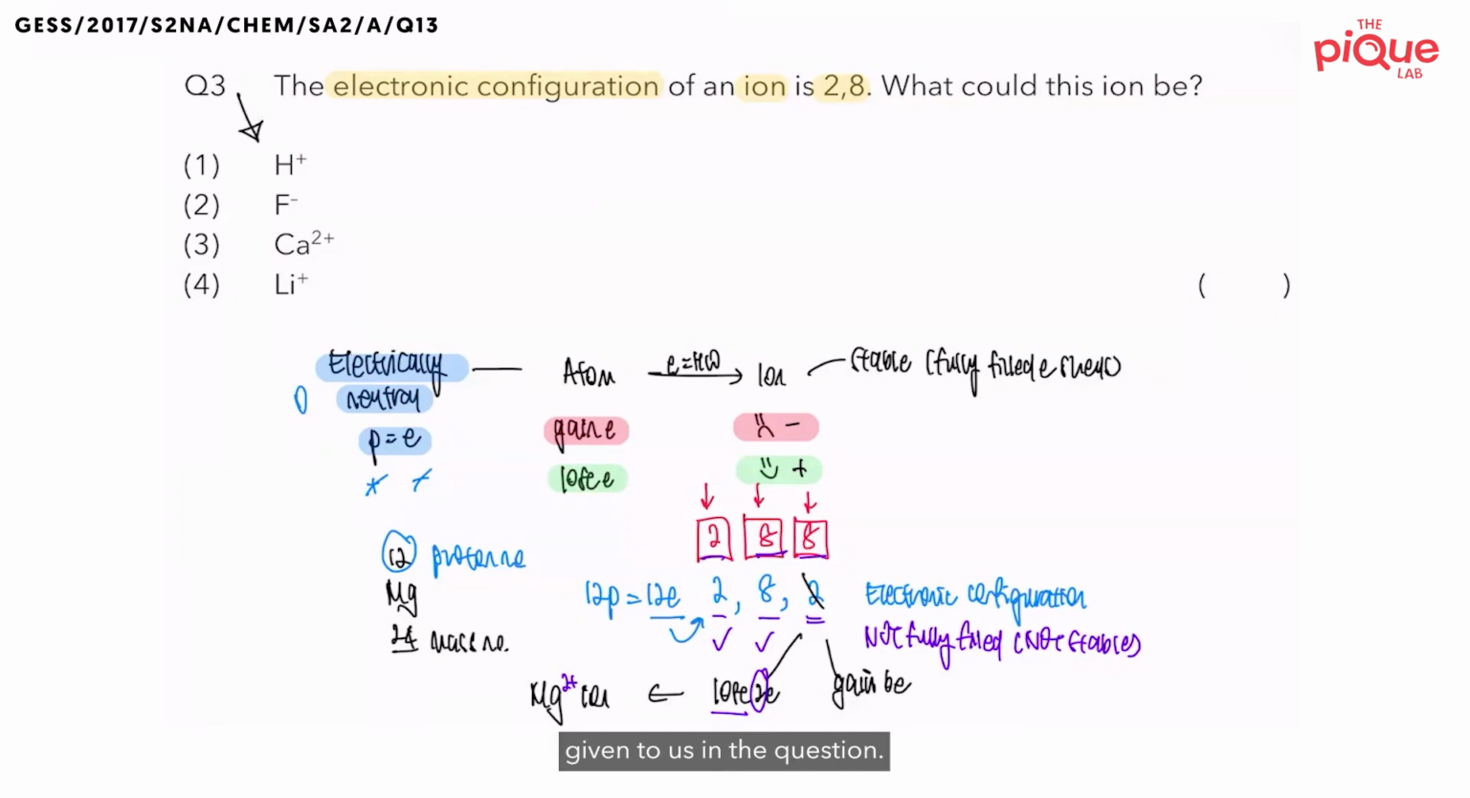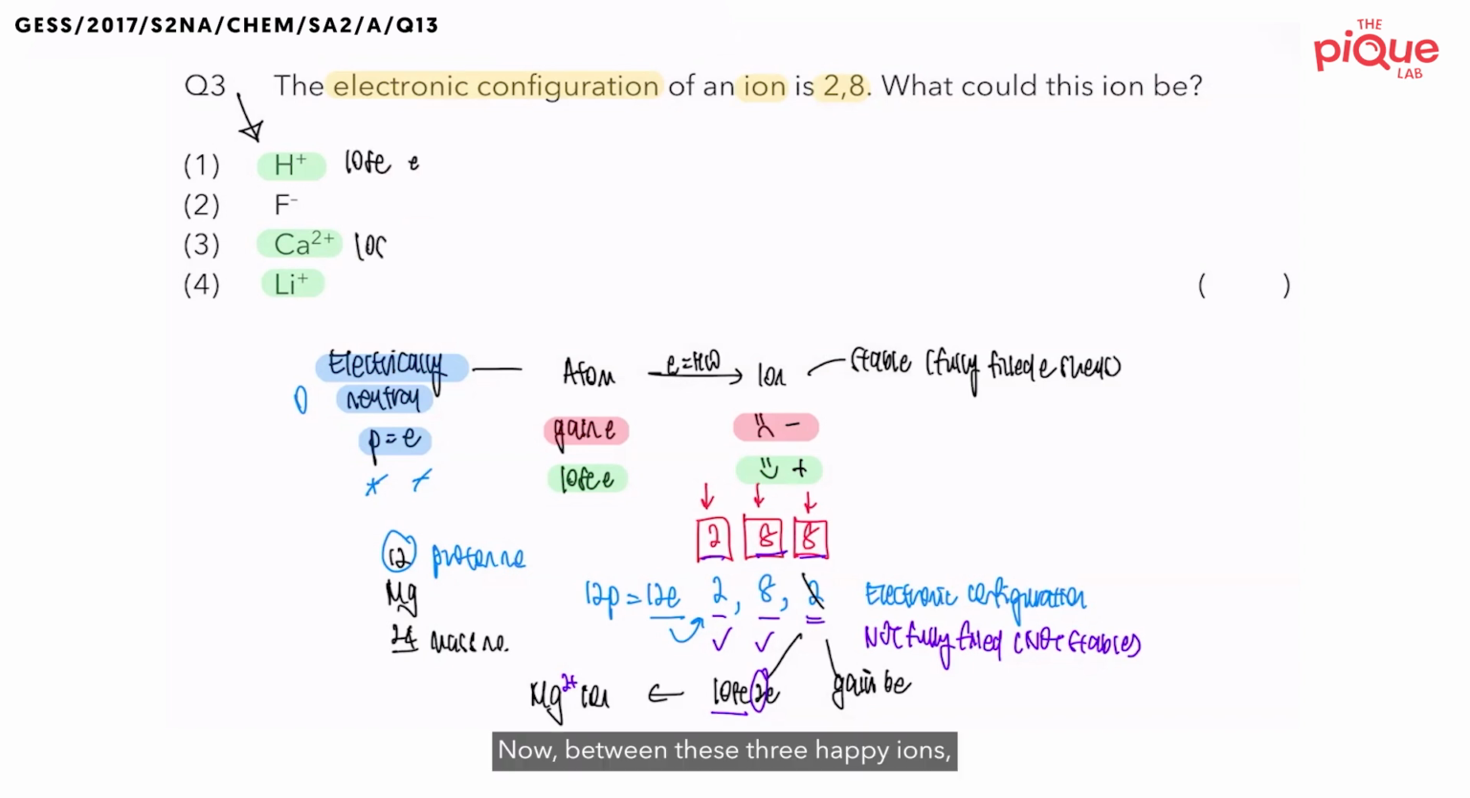Now, I want all of you to take a look at the options given to us in the question. Can you identify for me which ions are happy ions and which ions are sad? Very easily, you would be able to tell me that the hydrogen, calcium, as well as lithium ions are happy ions because they all have a positive charge to it. Why are they happy? That is because they have lost electrons. Let us write that down.